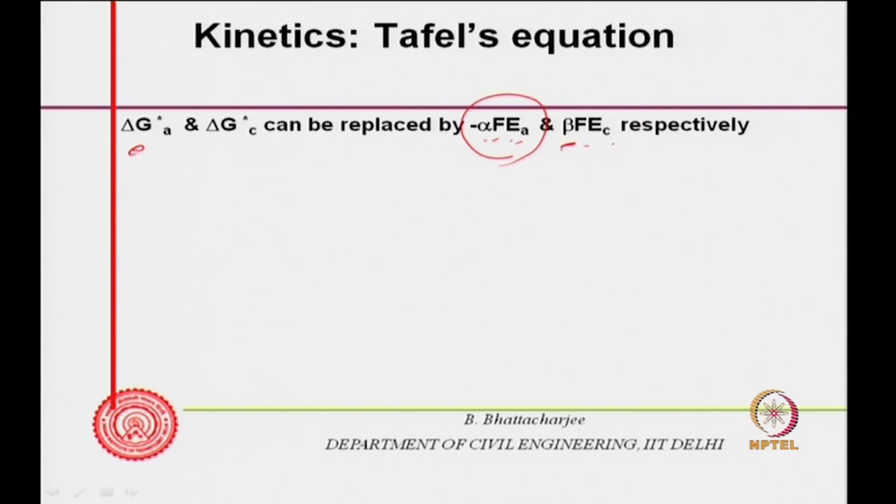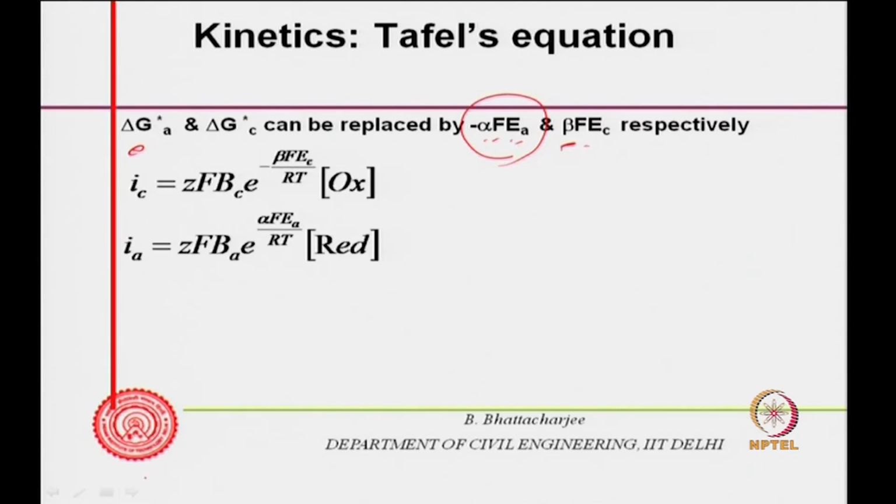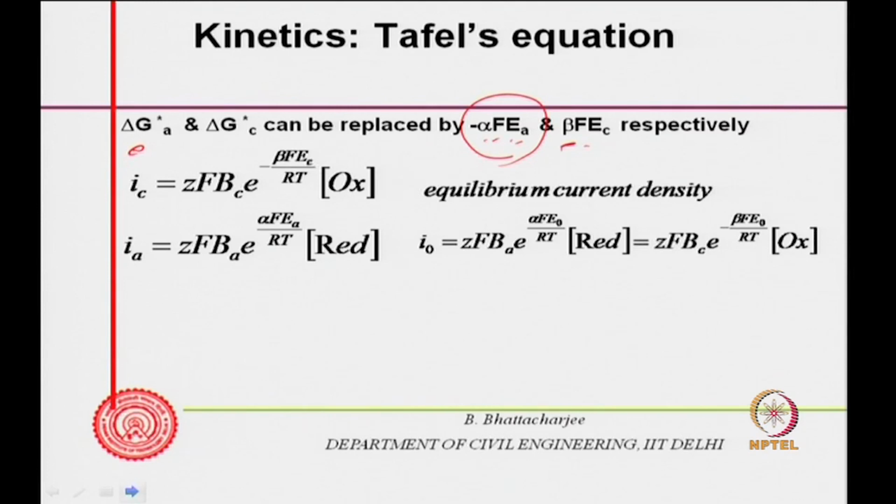Similarly, beta f EC that we have discussed earlier, we can write it in this manner: alpha beta f EC divided by RT and alpha f EA divided by RT. In this manner we can write it. Equilibrium current density, if at equilibrium these two will be the same. So, if I call this I 0, I will get this kind of relationship, these two will be same. So, this will be E 0 and this will also be E 0.